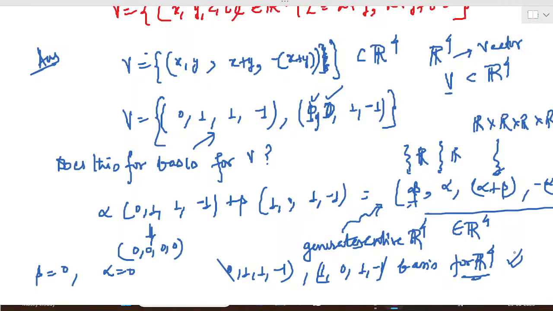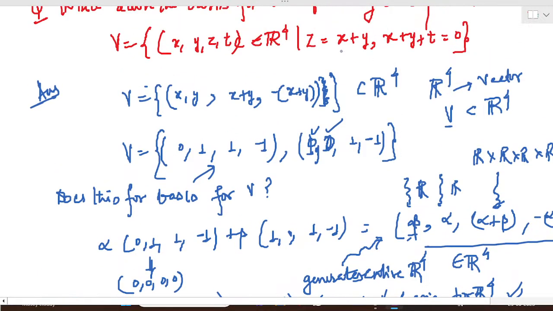I hope it is clear till now. If that's clear, then I'll explain the first step. What was given to you? It was given to you that z is equal to x plus y, so I have written z equal to x plus y here. And t is related by the other equation, so I can write that t would be simply minus of x plus y. So here I have written, instead of t, minus of x plus y. Is that clear?